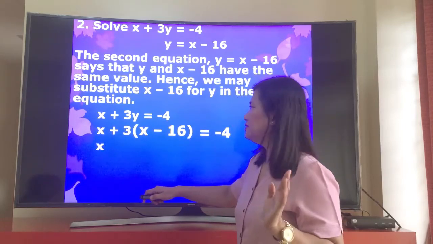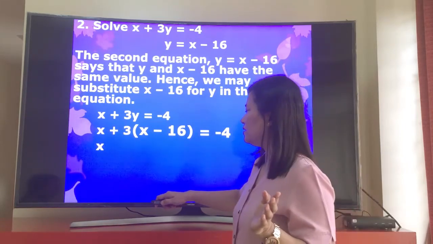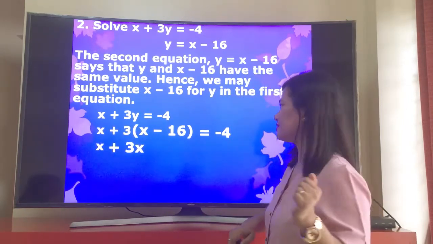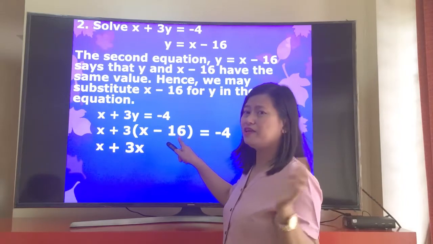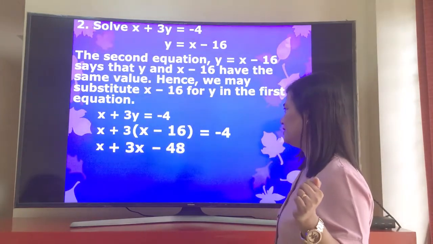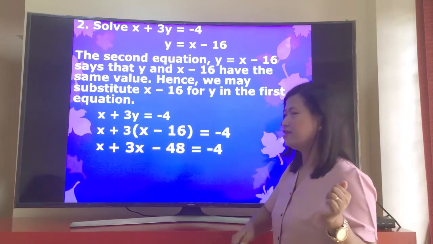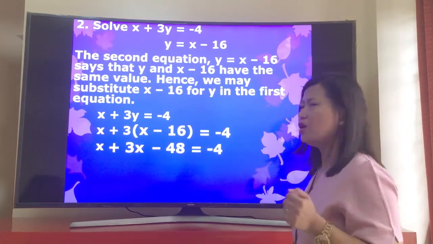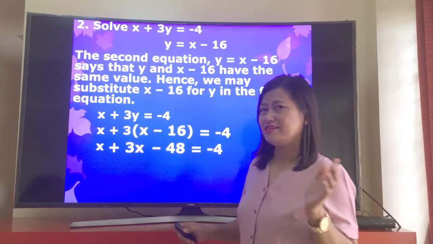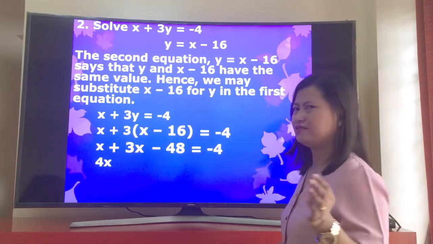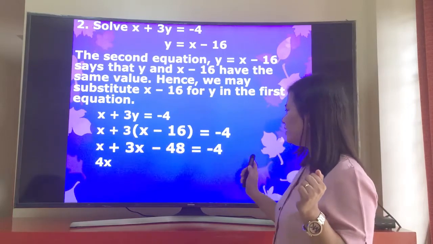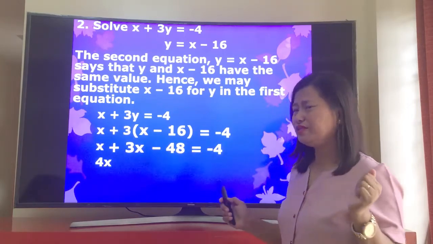We apply now the distributive property. 3 times x is 3x. 3 times negative 16 is negative 48. So this is equal to negative 4. Combine similar terms. x plus 3x is 4x.